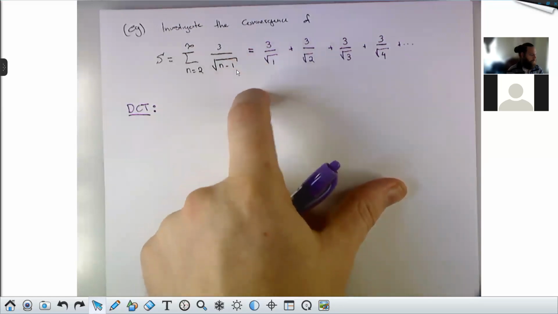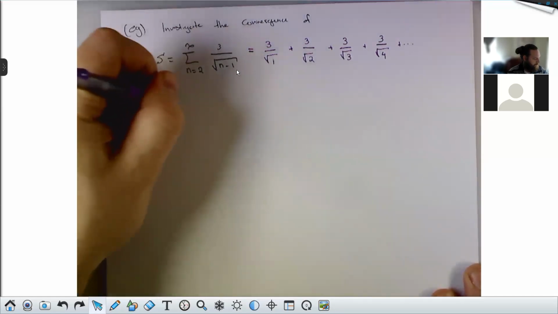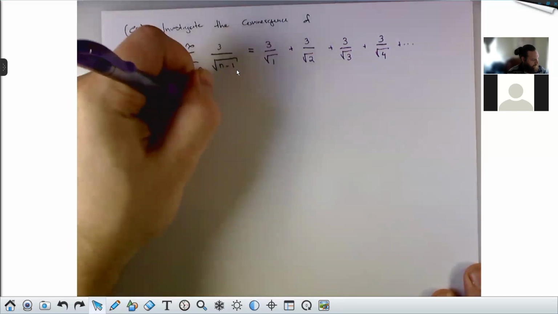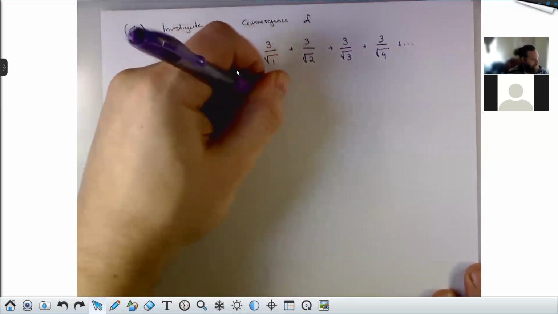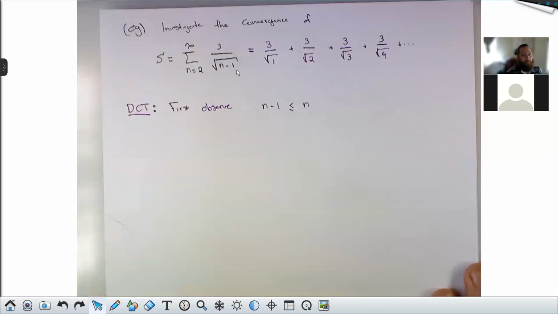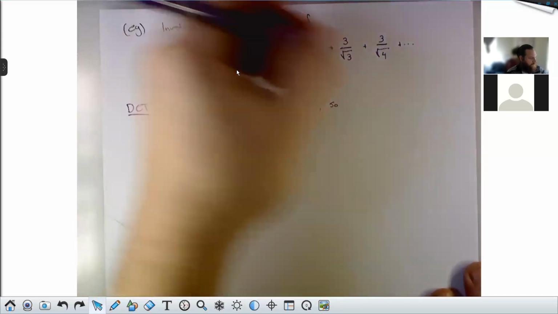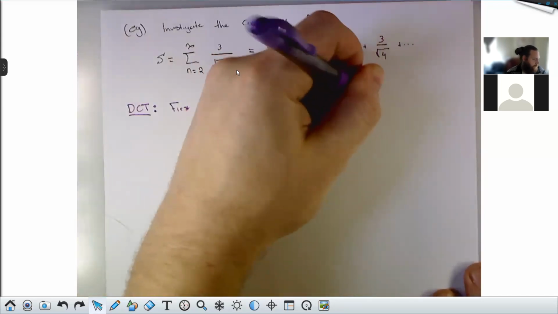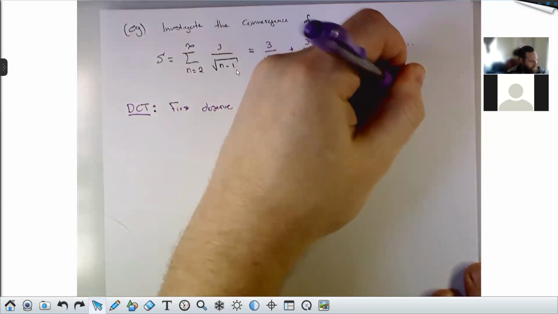So here's what I would say. First, observe that n minus 1 is less than or equal to n. That's definitely true. So the square root of n minus 1 is going to be less than or equal to the square root of n.